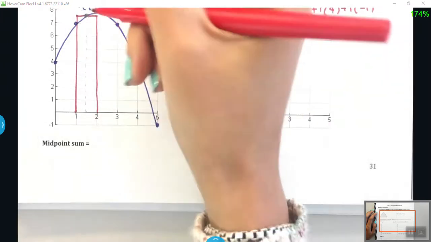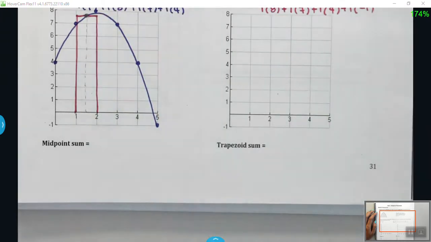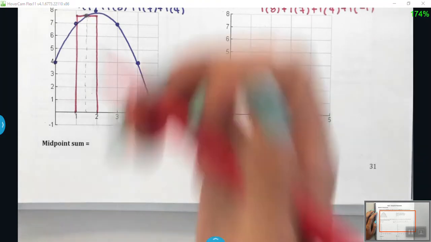Are these just different ways to approximate? Yeah, because they'll ask you, like, do a left sum, or do a midpoint sum, or do a trapezoid. What is the best? It depends on the graph.